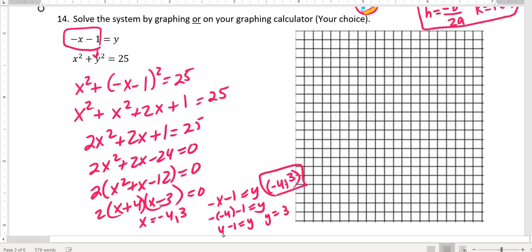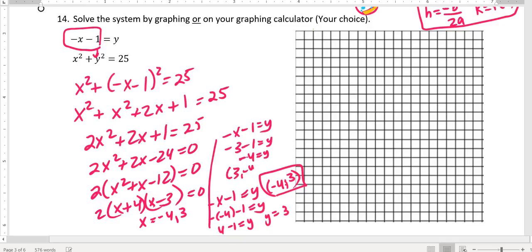Okay, that's one of my solutions. And then I have to do the other one. So negative x minus 1 is equal to y. This time I'm going to use 3. So it's going to be 3, negative 4. Okay. Now let's do it with the graph. Our first equation is simply a straight line. So it's going to be at negative 1 is my y-intercept, and my slope is negative 1.